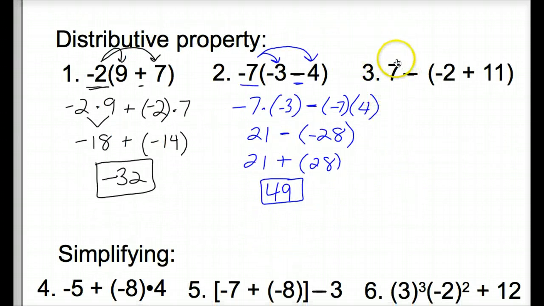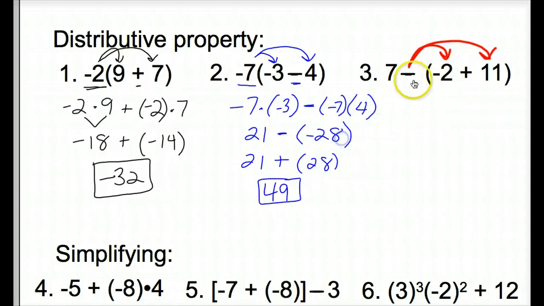All right, so for number 3, notice how there's a 7 on the outside here, but it's not directly connected to the parentheses like the previous two have been. What is directly connected to the parentheses is this negative sign here. When you distribute a negative, you're going to distribute it to the -2 and distribute it to the +11. Once you do that, these parentheses go away. So an easy way to remember how to do that is to imagine a 1 right here.